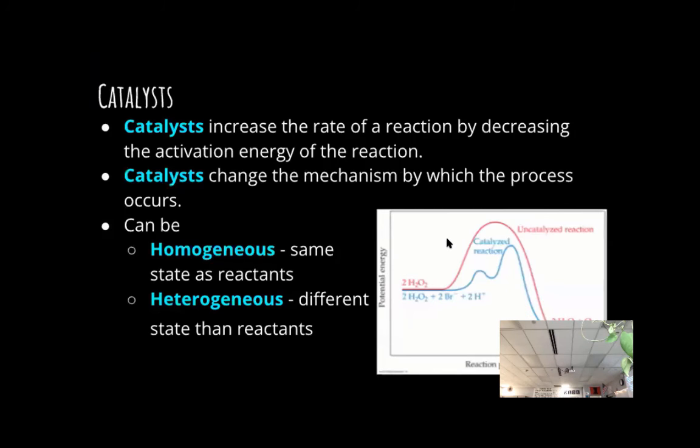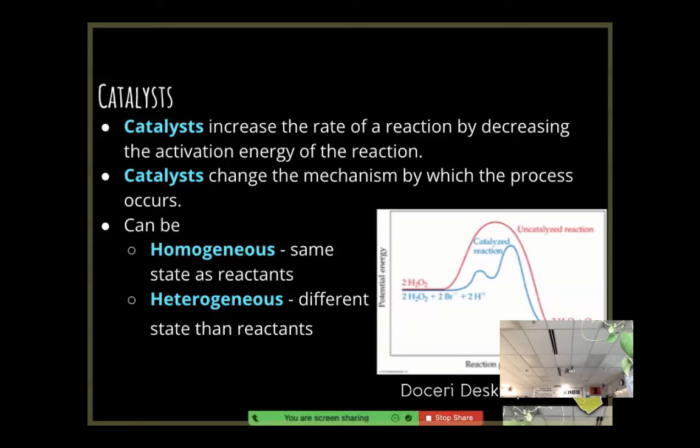All right, lesson on catalysts, and this kind of ties in. So we can also look at catalysts or catalyzed reactions on those reaction diagrams. What a catalyst does is it increases the rate of the reaction by decreasing that activation energy, and it can also give it an alternate pathway for that reaction to occur.